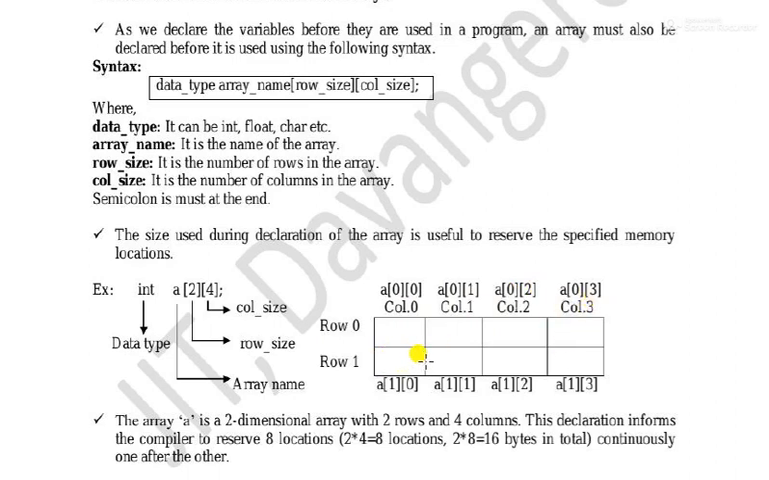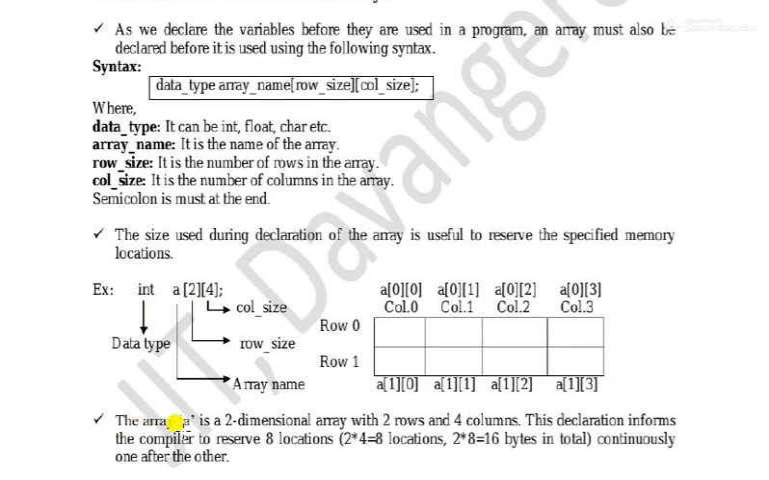Sorry, second row, first column. We already know array indexing starts from 0. That's why: second row, second column; second row, third column; second row, fourth column. So in this way memory will be allocated if you declare a 2-dimensional array of row size 2 and column size 4.